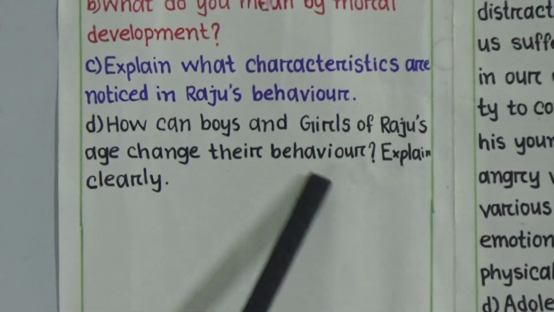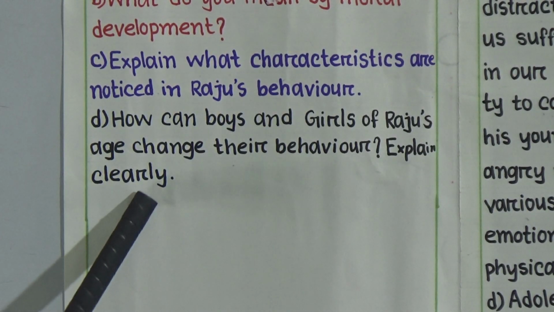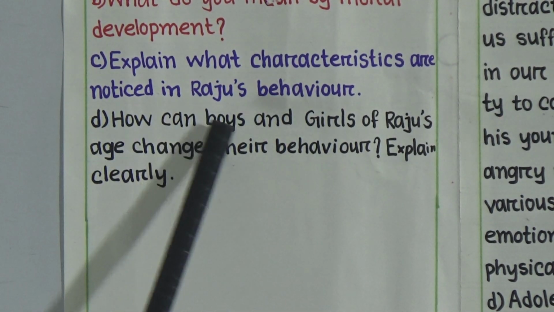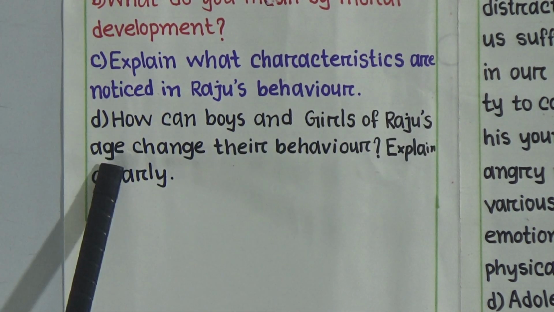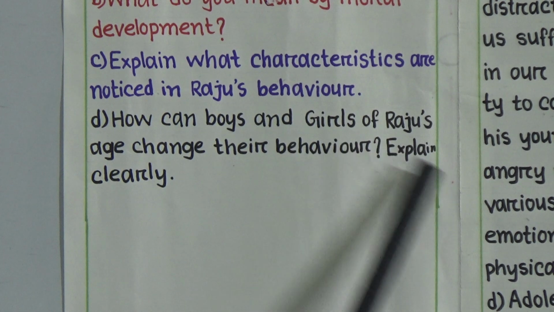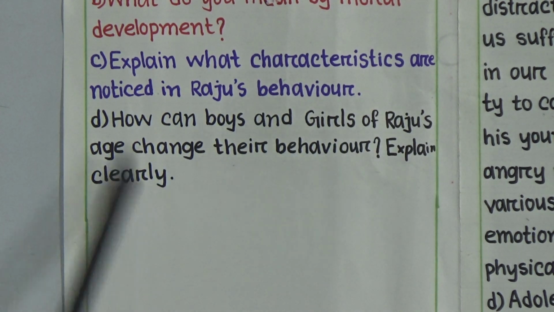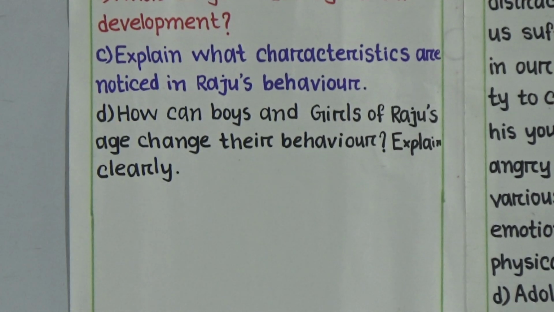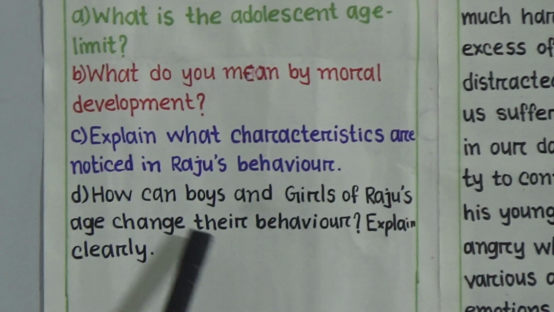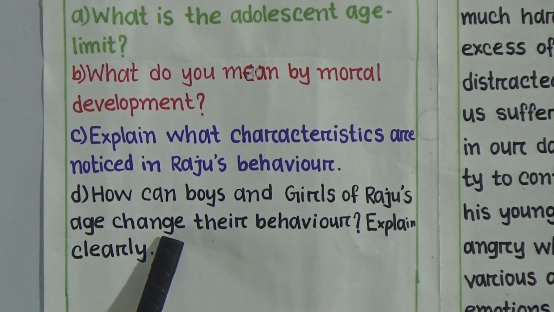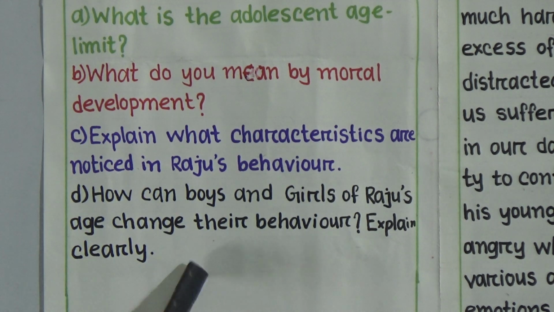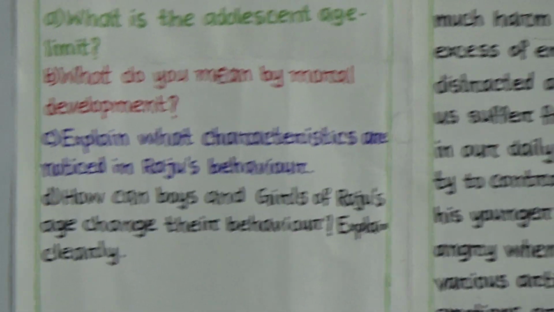Now come to number D. How can boys and girls of Raju's age change their behavior? Explain clearly. I am repeating the question. How can boys and girls of Raju's age change their behavior? Explain clearly. So students, from this stem, you have to write the answer, and you have to write about the behavior of Raju's age, girls or boys. So Raju is going through puberty, so you have to write the behavior of a child who is going through the puberty time.